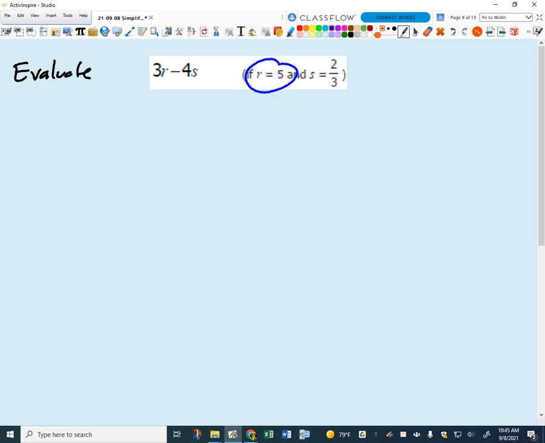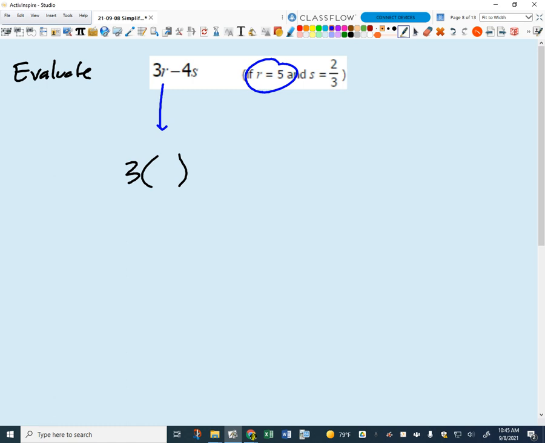if r is 5, then we're going to get 3 times, now here's a little trick that I always want you to do, because it may not seem like a big deal, but I promise it'll help. Whenever you're evaluating expressions, wherever you're going to plug in a value, always put parentheses there. So you're going to dump the value into the parentheses for that variable.